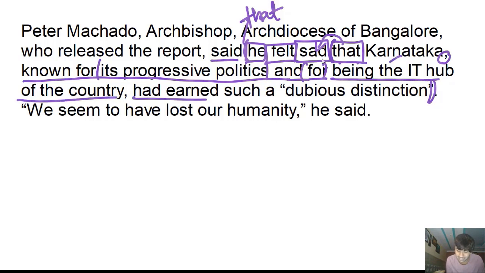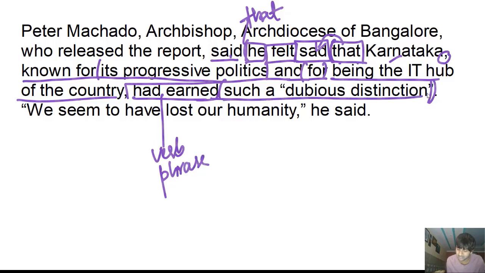Had earned. So Karnataka had earned, said Peter, who said that he felt sad that Karnataka had earned, the verb phrase of this adjective clause. Had earned what? Such a dubious distinction, the object of this clause, right? Such a dubious distinction. This is a noun phrase, right?